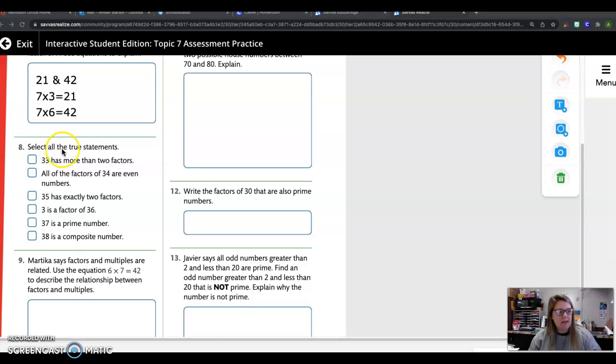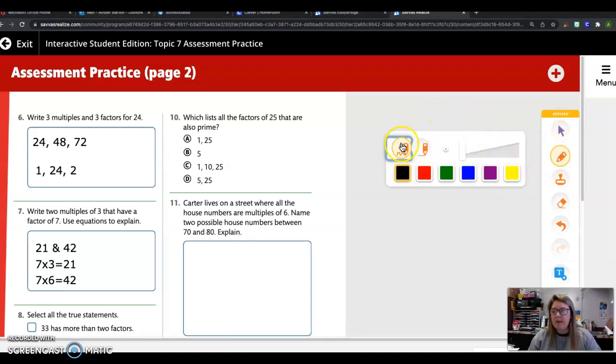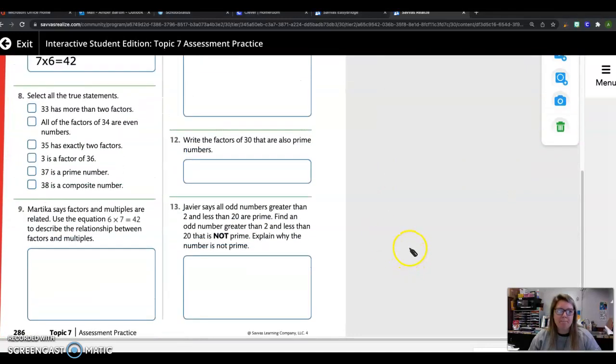Number 8 says select all of the true statements. Now, whenever it says all, that's pretty much an indicator that there's going to be more than one, or at least a possibility that it will have more than one. I'm going to select my pencil up here just so I can be writing.